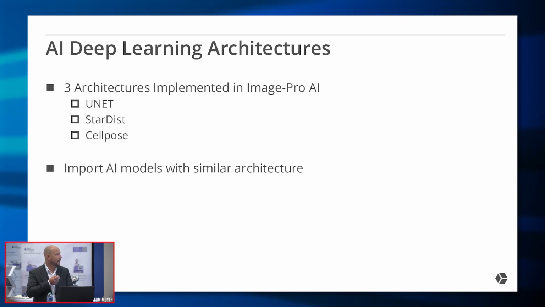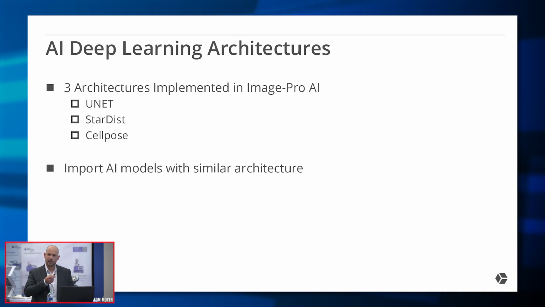We have also implemented StarDist. This is very good at identifying individual objects. It also gives you the ability to count overlapping objects. And finally, we have a Cellpose model. And the Cellpose model or architecture is used in a lot of our pre-trained models. This is a very good architecture for distinguishing individual and unique objects, and it does a very good job at splitting those objects.